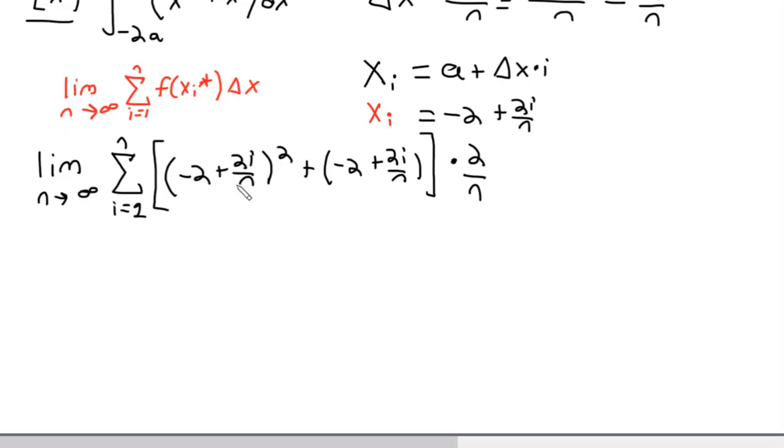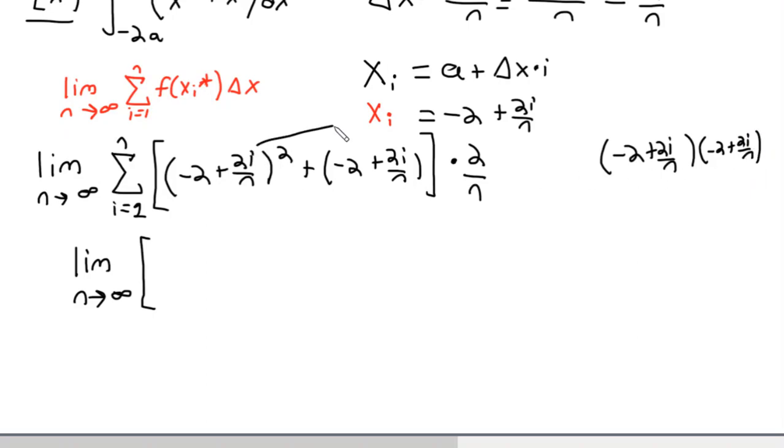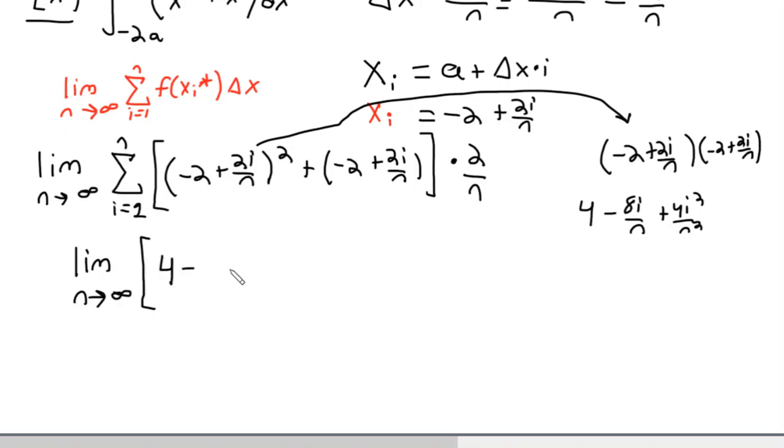Okay, so now I just want to clean up the inside of this, because the inside of this sum is looking a little messy. You see that I have negative 2 plus 2i over n, squared. So I'm going to FOIL this off to the side. So negative 2 plus 2i over n times negative 2 plus 2i over n. And again, all I'm doing is this right here. So this is 4, then minus 8i over n. Again, I'm just foiling this out. And then plus 4i squared over n squared.